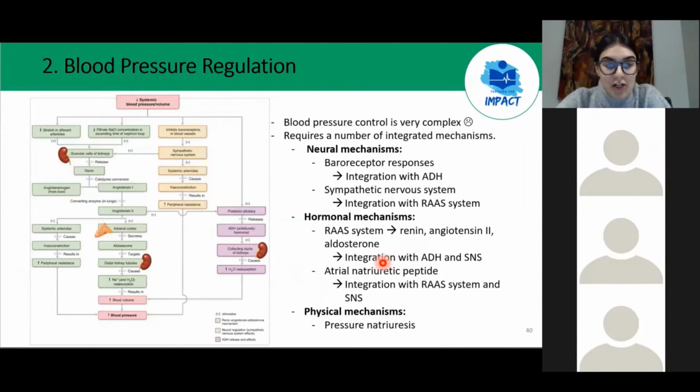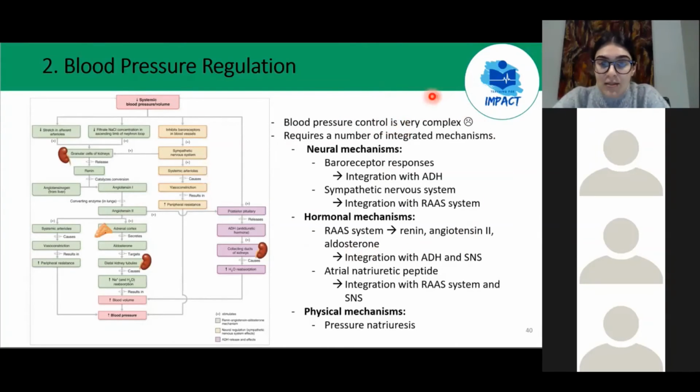All right, blood pressure regulation. Tricky as well. I'm sorry, there's a lot of things that are tricky in renal, but that's okay. We'll get through. So the kidneys are super important for blood pressure regulation. Here we go. I've got to speed up a little bit. So in terms of blood pressure regulation, it's very multifactorial. There are a lot of integrated mechanisms that occur.